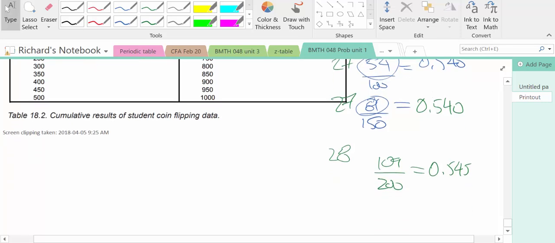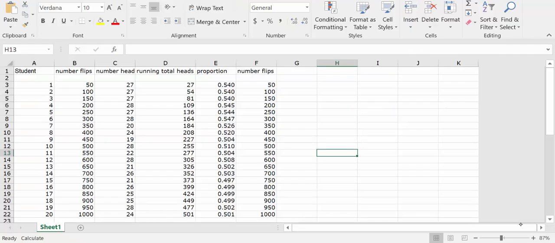Change the ratio slightly. Well, you would think that this kind of calculation would be best done on something like an Excel spreadsheet. And that's what I have done. So here's the spreadsheet for the 20 students with a total of 1,000 coin flips. And you can see how the proportion has changed and is approaching 0.5, which is what you would expect if indeed the coin flipping is a random phenomenon, because you've got a 50% chance of heads and you've got a 50% chance of tails.